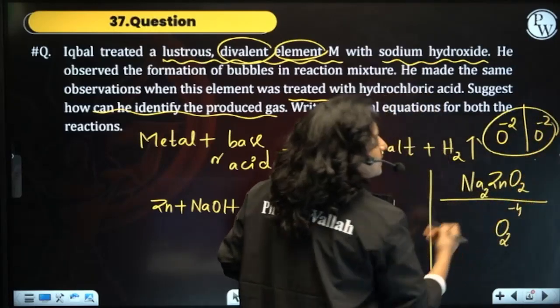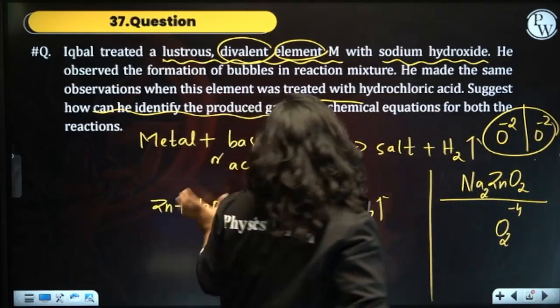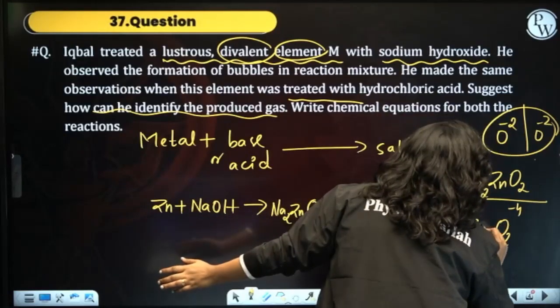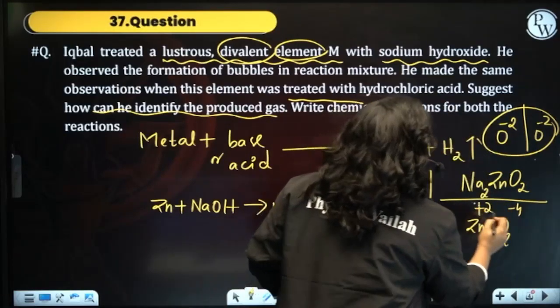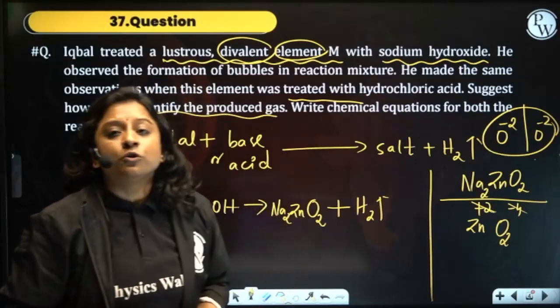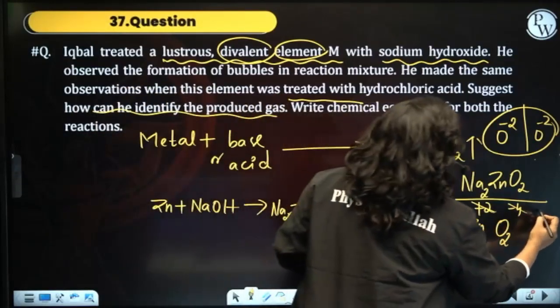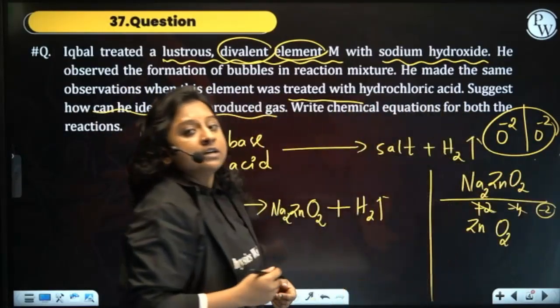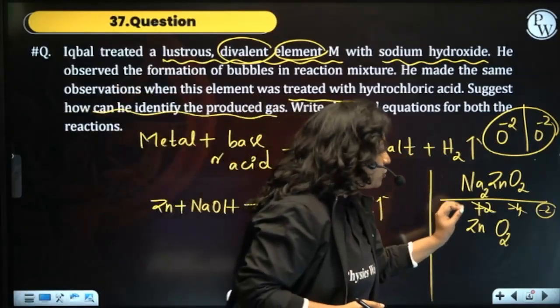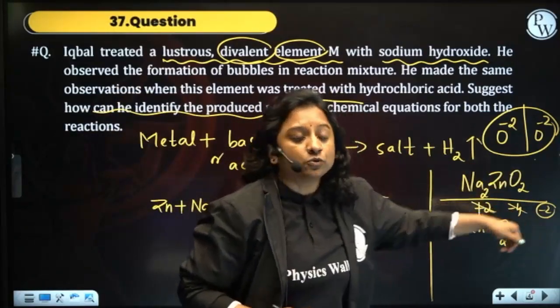Total charge should be -4. Who is the guest here? Zinc. What is the charge of zinc? +2. +2 -4, again the total balance is -2. You have to balance now, +2 -2. You have to cancel that -2 charge.